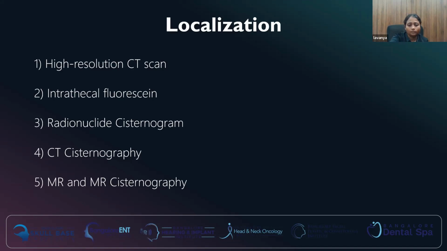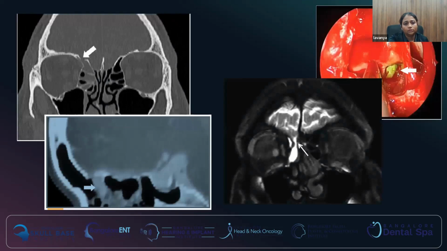So this is a picture of high resolution CT showing the defect here. This is a CT cisternography showing the CSF leak here. This is MR cisternography, where you can see the CSF leak. And this is intrathecal fluorescein, which is generally green in color. Wherever the CSF leak is there, it will be seen like this if we do an endoscopy in that patient. So intrathecal fluorescein can also be used during surgery to locate the site of leak.